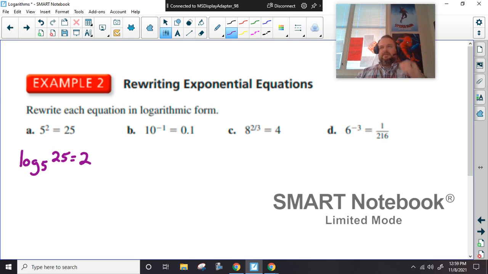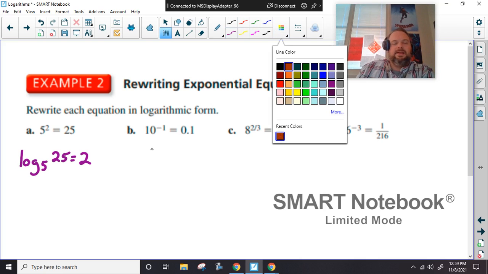Okay. And it's just a formatting thing. You can't do it with that right now because your calculator will automatically do log base 10 instead of log base 5. Tomorrow we're going to learn about the change of base. No trouble. Okay.